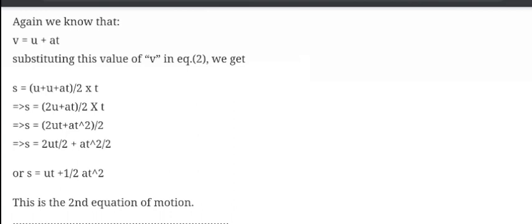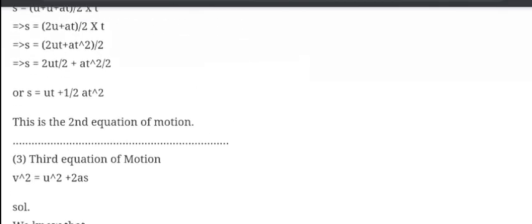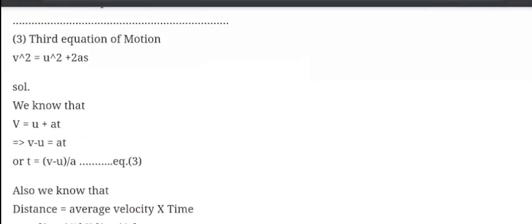To solve the third one, the start is the same. The third which we are going to do is v square is equal to u square plus 2as. Again the start is the same. I will say v is equal to u plus at. From here I want the value of t. So u will go on the LHS. I will get v minus u is at. So t will be v minus u by a.